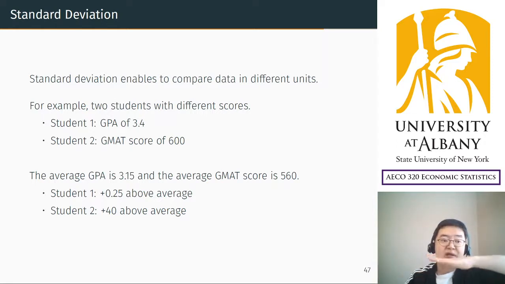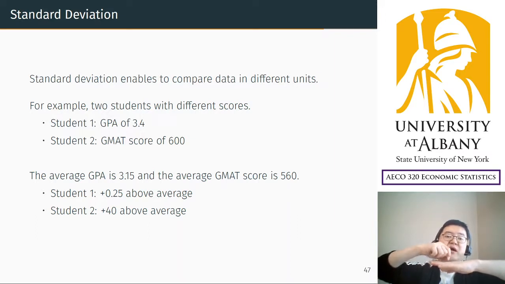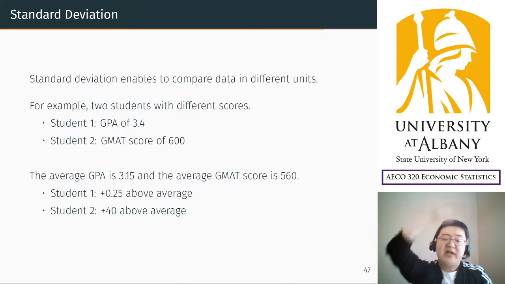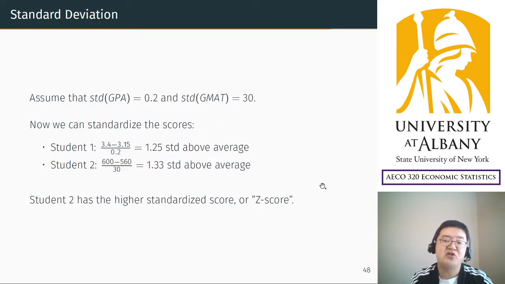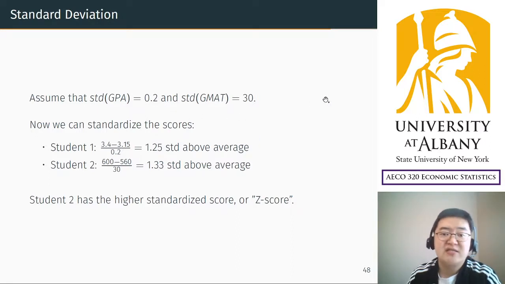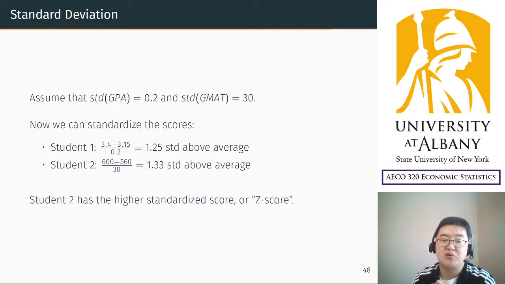If you assume that the average GPA and average GMAT are at the same level, then what you want to find is a student who is higher above the average, who deviates more from the average. Now here enters the standard deviation. We additionally assume that the standard deviation of GPA is 0.2 and the standard deviation of GMAT is 30. Now, using the standard deviations, we can standardize their scores.